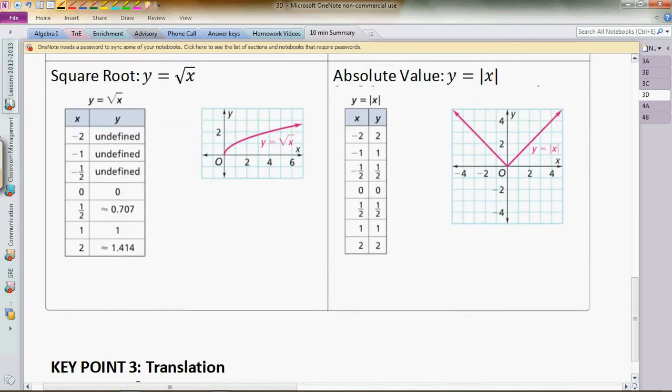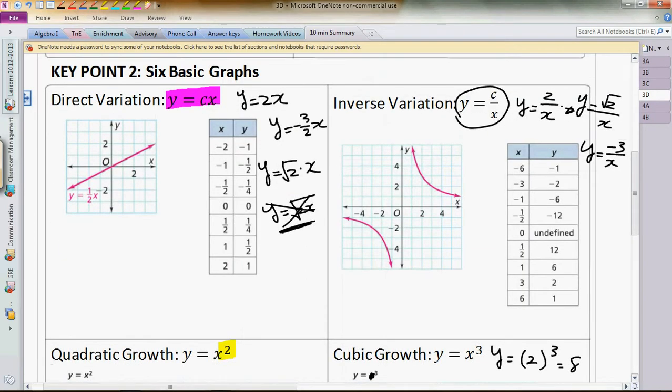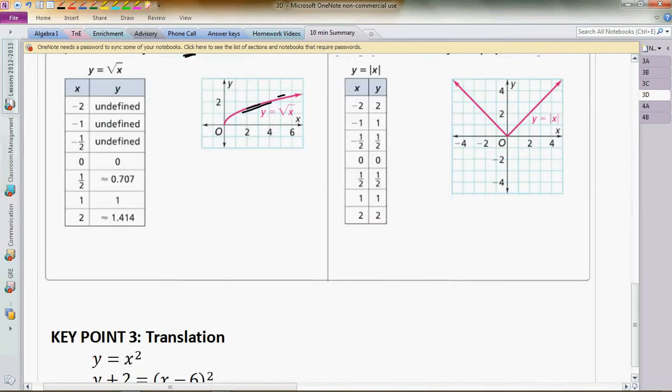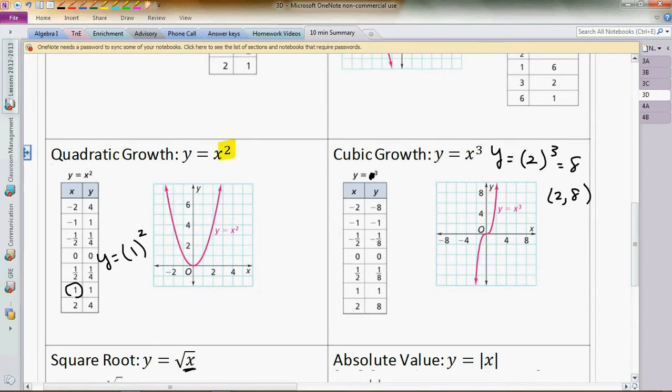Fifth equation is a square root. So we have y equals square root of x. And the graph will look like half of quadratic. You see, if you compare that curve and this curve right there, you'll see what I'm talking about.